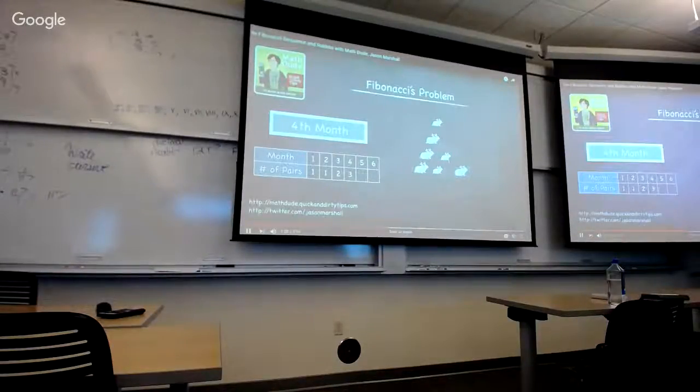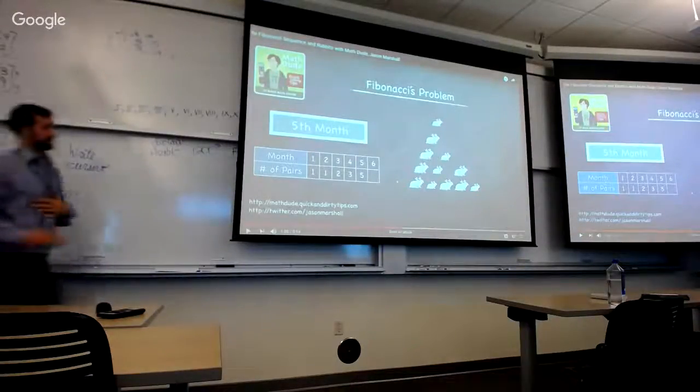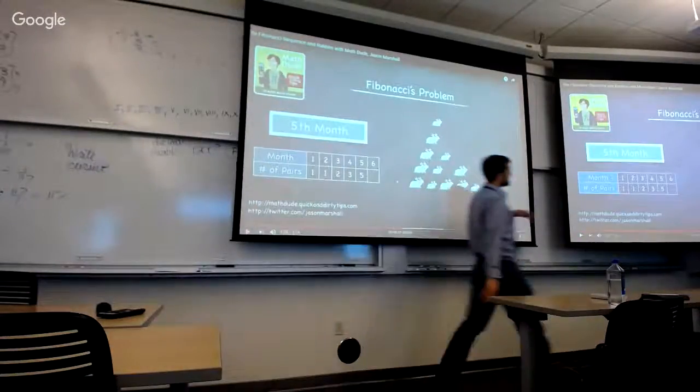2 pairs can now mate, and they each produce yet another new pair, giving a total of 5 pairs at the beginning of the 5th month. Now, do you follow where all those rabbits are coming from? I wish I could write on this.